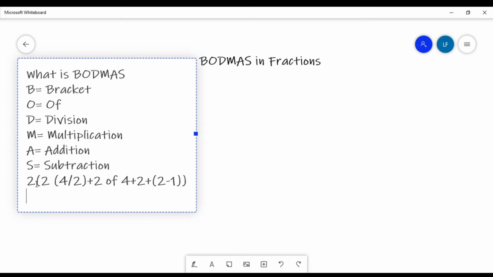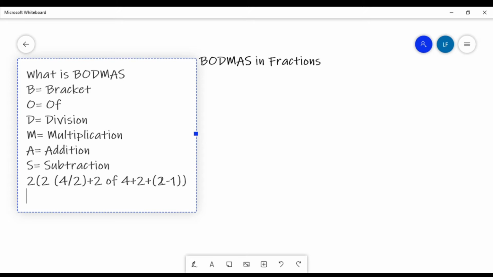So the first sum right here, which I've copied and pasted, is 2 of (2 of (4 by 2) plus 2 of (4 plus 2 plus 2 minus 1)). Now what is the first step we should do? We have to find the innermost brackets, which are these, as well as these, because they're in brackets. It doesn't matter if division or multiplication is there before it. We have to first finish the sums inside the brackets.